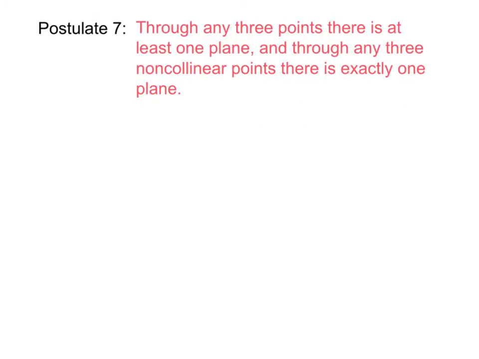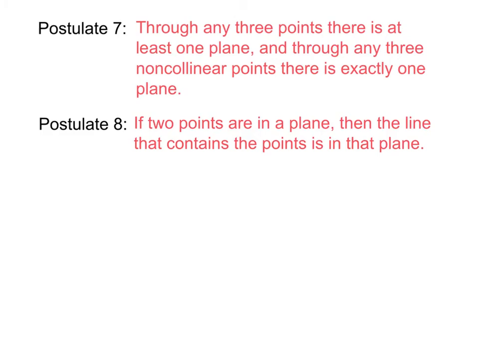Postulate 7 states, through any 3 points there is at least one plane, and through any 3 noncollinear points there is exactly one plane. Postulate 8 states, if 2 points are in a plane, then the line that contains the points is in that plane. And if you think about it, this sort of makes sense. If you have 2 points in a plane, you have a line containing those points, that line also has to be in the same plane.